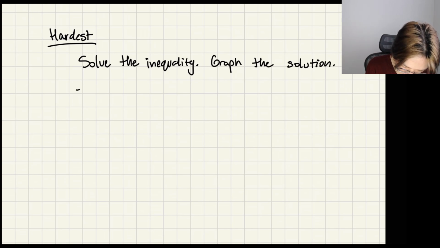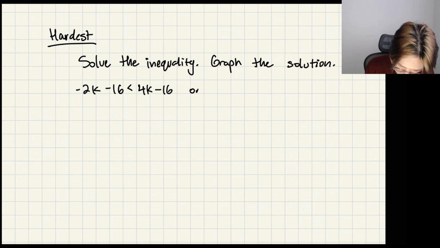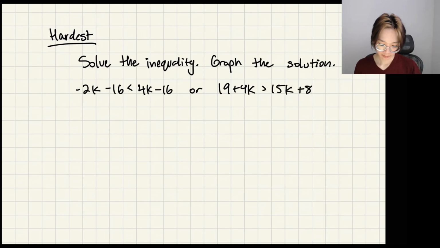And we'll have negative 2k minus 16 is less than 4k minus 16, or 19 plus 4k is greater than 15k plus 8. So, see if you can solve that.